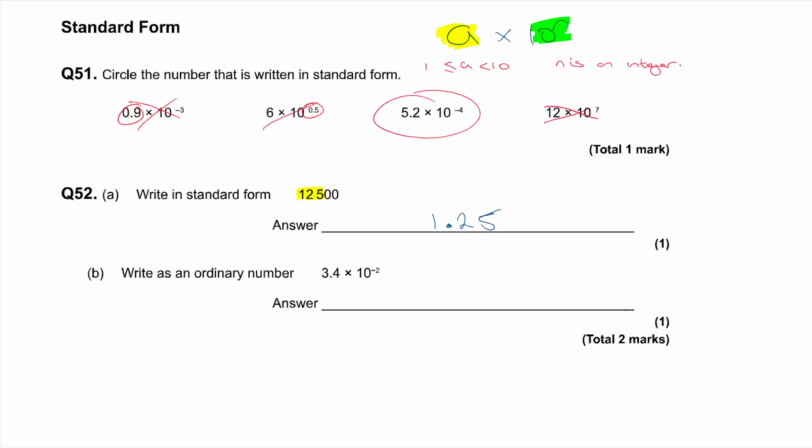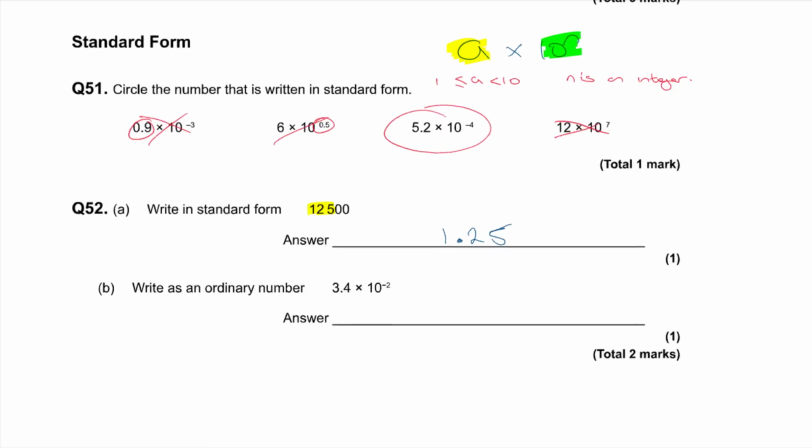Okay, now 12,500. There's two ways of thinking about this. You can either think about how far the decimal point has shifted. So it was here and it's gone 1, 2, 3, 4 jumps to the left. So that means it's times 10 to the 4. That's one way of thinking about it.